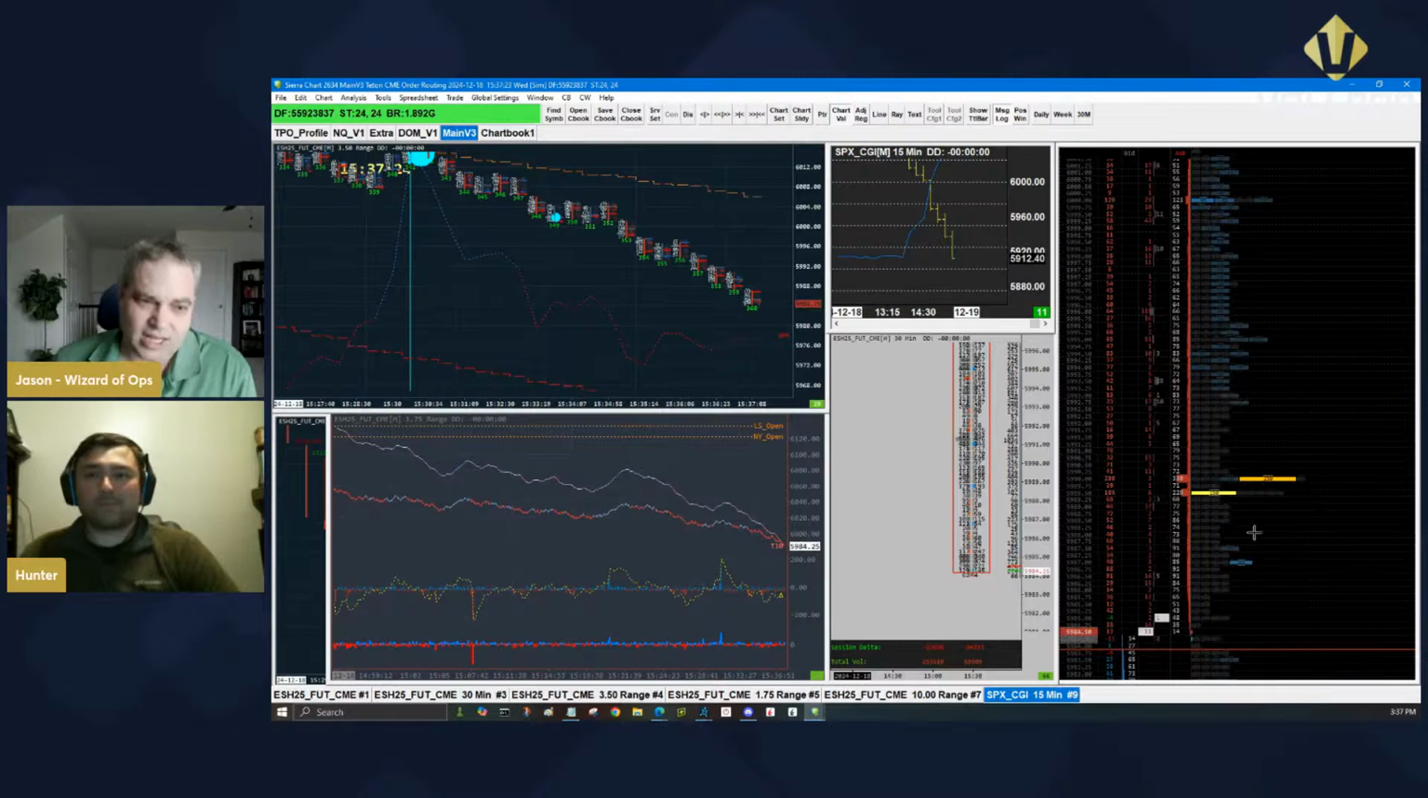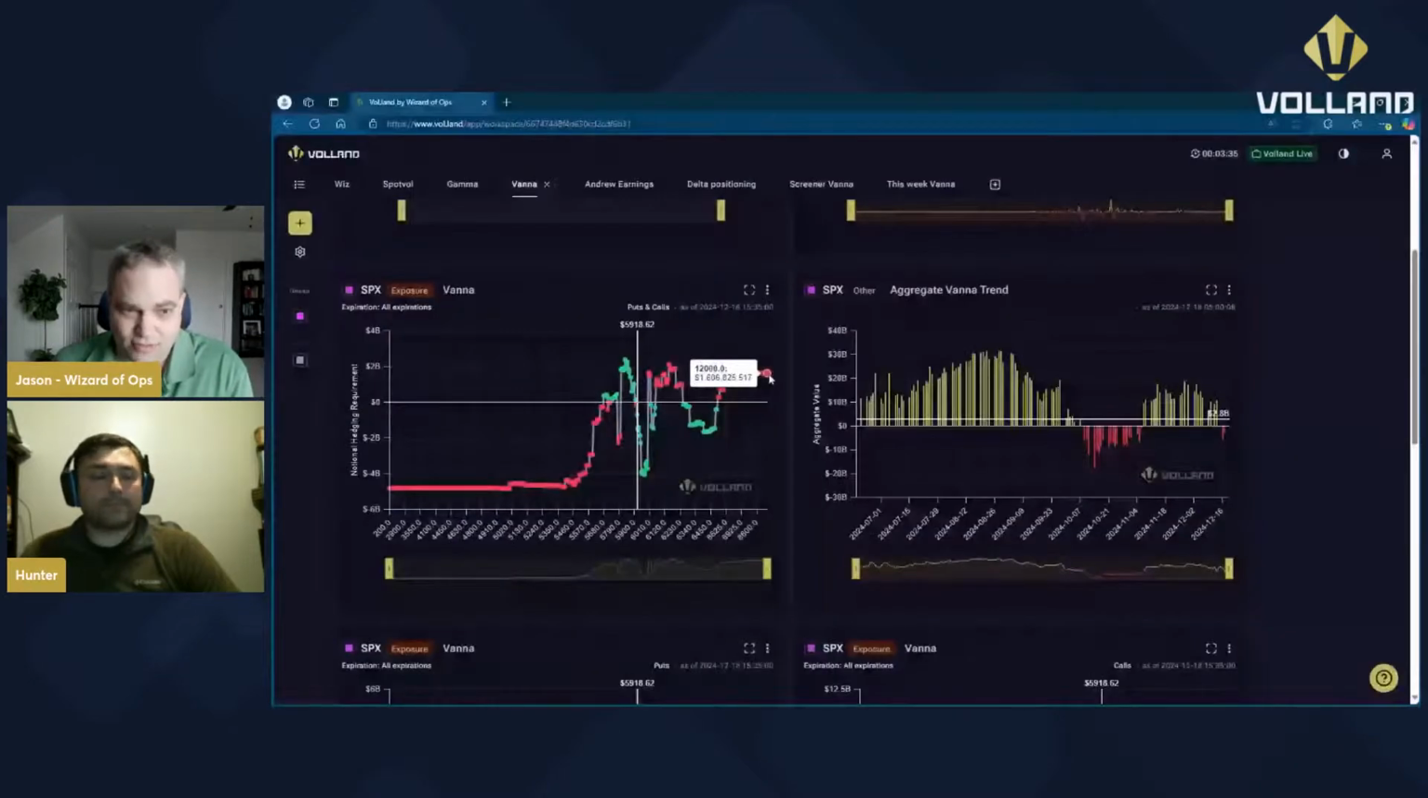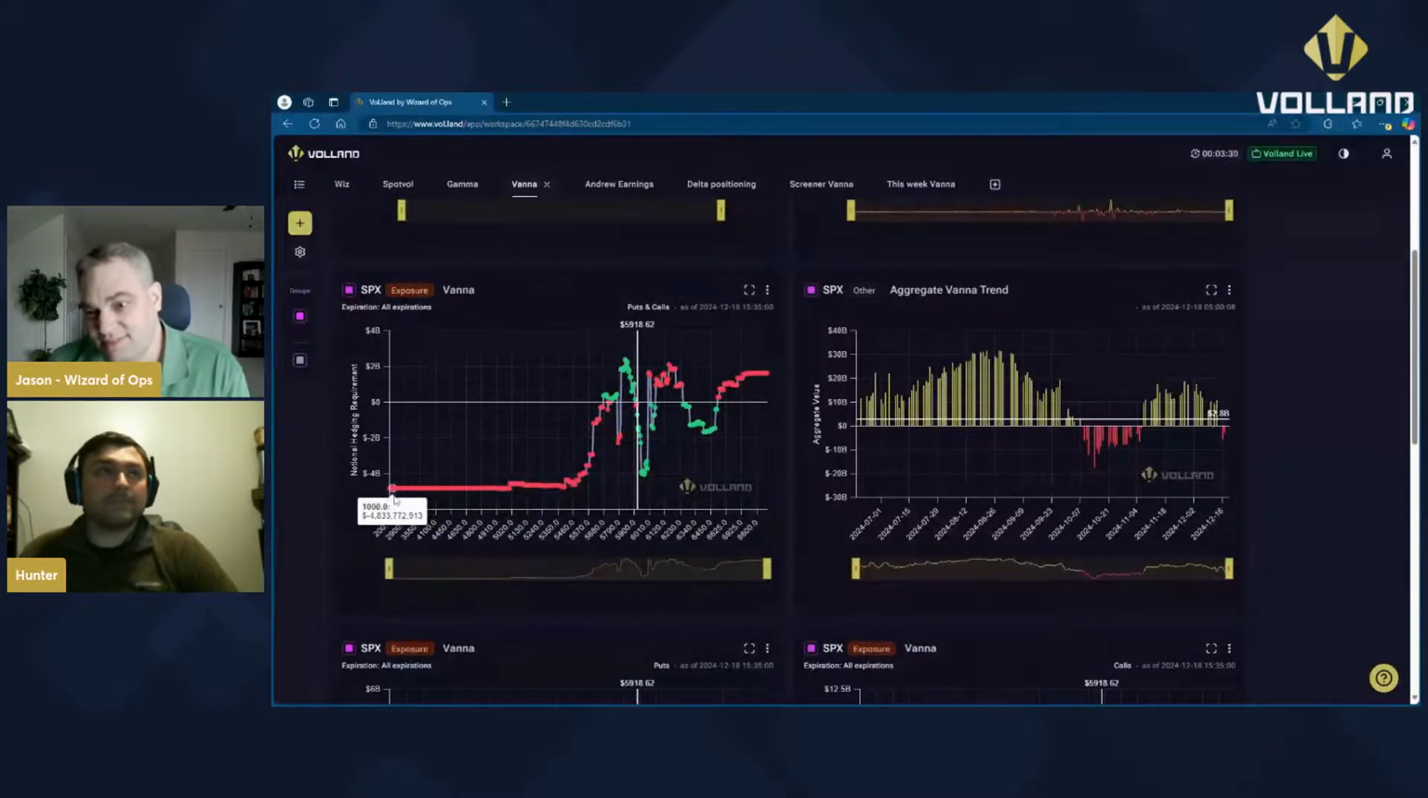Interestingly, and actually not that interestingly, I kind of knew this was going to happen if we did drop like this. Vanna is negative 3 billion. Wow, the S&P is negative 2.33% right now. This is one of the first negative 2% days in so long.